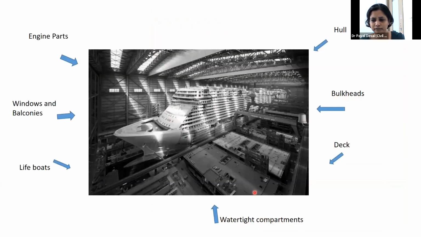Now imagine this cruise ship, it is under construction. It is located in the shipyard somewhere in Germany in 1915. So you may see in this ship that there are so many components, such as the hull, bulkheads, deck of the ship, watertight compartments, then boards, jetties, windows and balconies, engine parts.